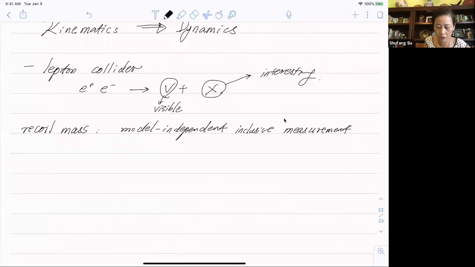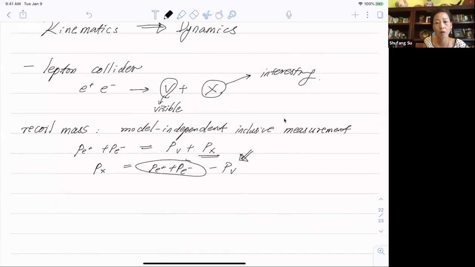Okay, so the kinematics we're going to use is P_e+ plus P_e- equals P_V plus P_X, okay? And we are not even going to measure this P_X over there because we know that P_X is basically equal to all the initial state minus P_V. So P_V we can completely measure, and this we completely know from the initial state. So if the X is produced on shell, the mass of X squared is going to equal P_X squared, which equals (P_e+ plus P_e- minus P_V), the whole thing squared, okay?